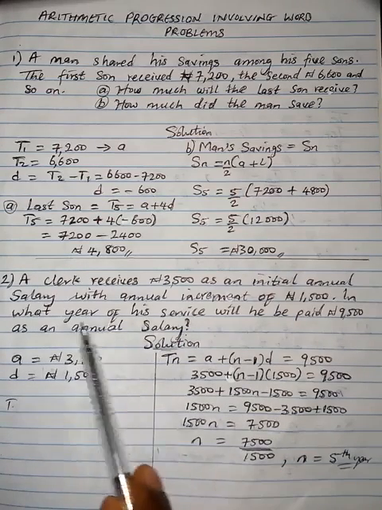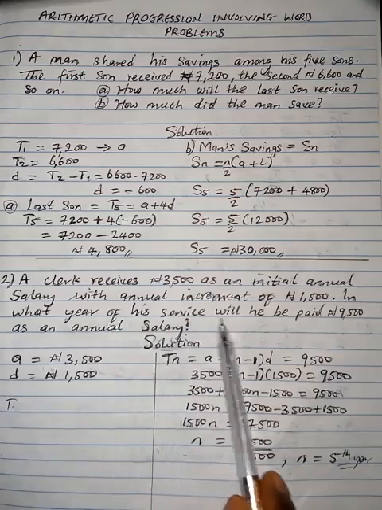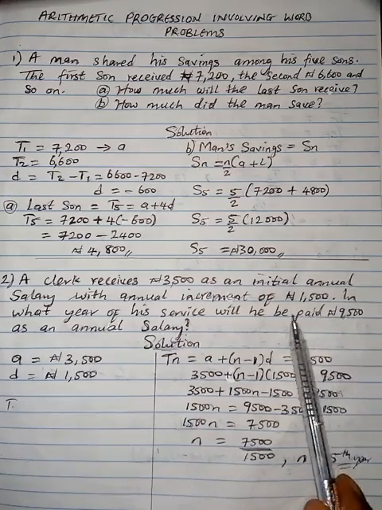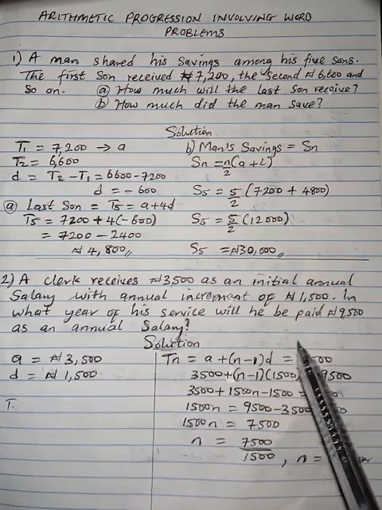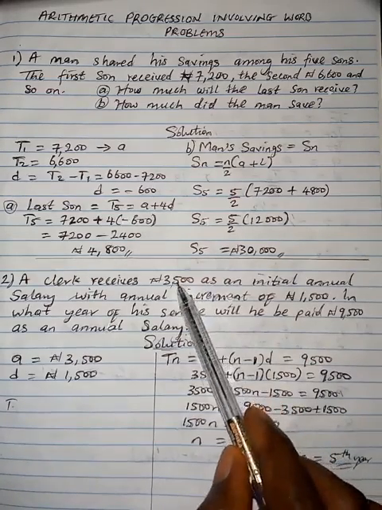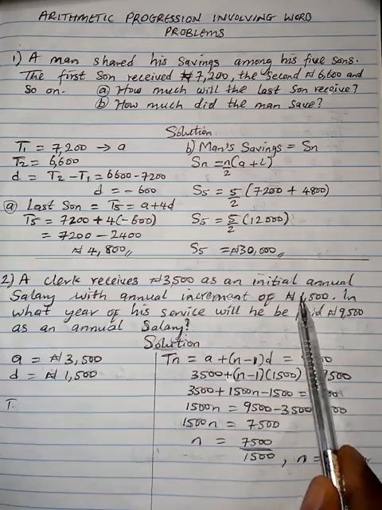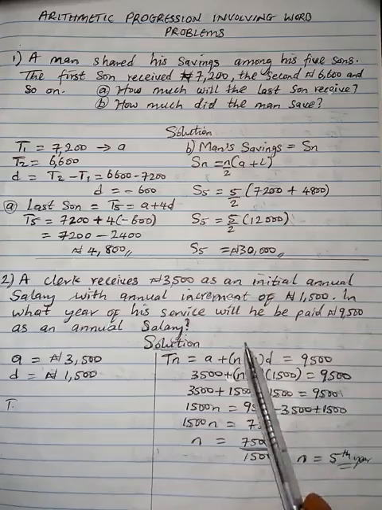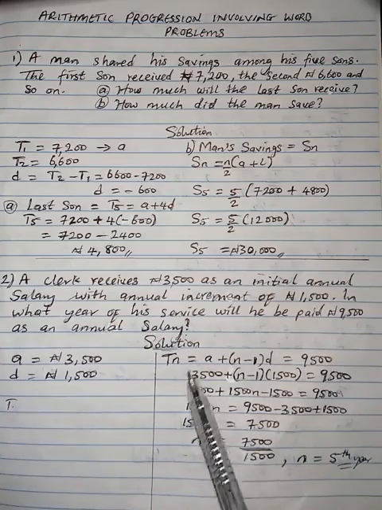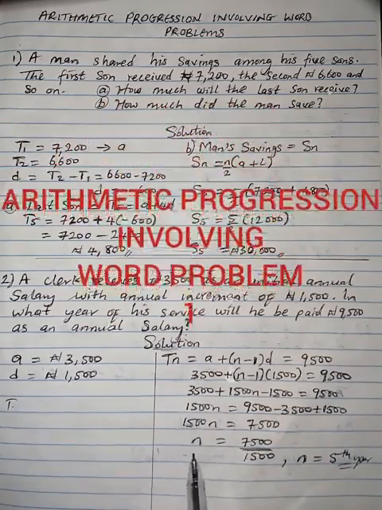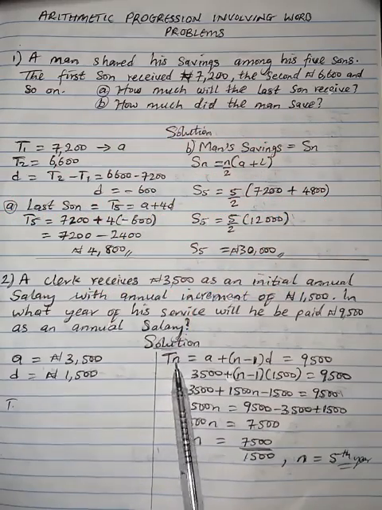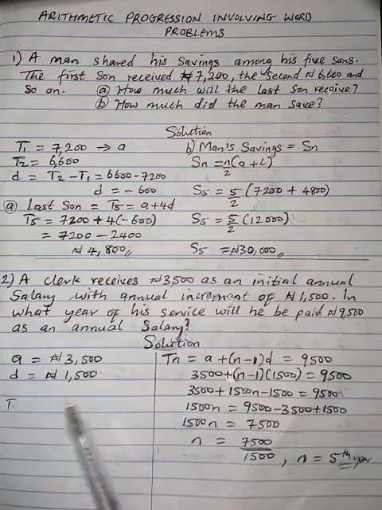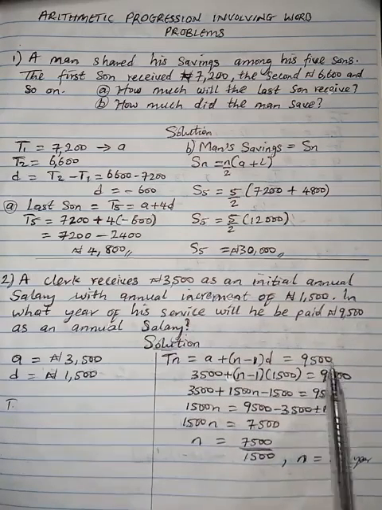Now we are told, in what year of his service will he be paid 9,500. This is simply telling us to find the number of times this money will keep increasing with this 1,500 to amount to 9,500. In other words, we are looking for a particular term. That particular term is n. From the formula of AP, every other thing in this formula is known apart from n. So we have to go for n.